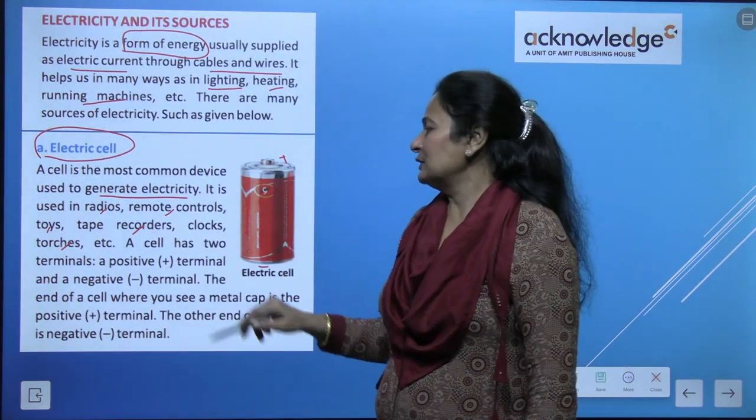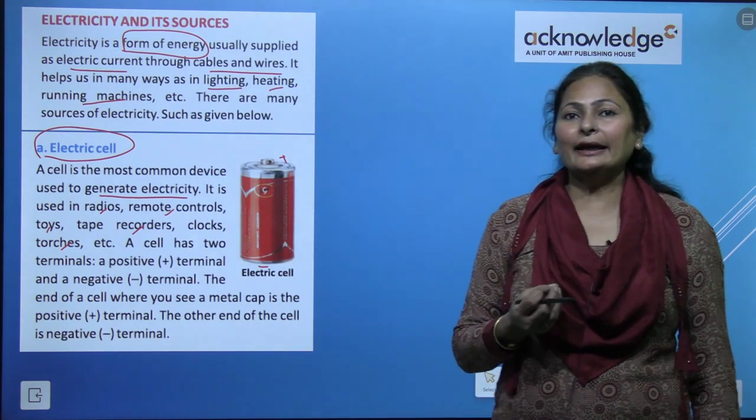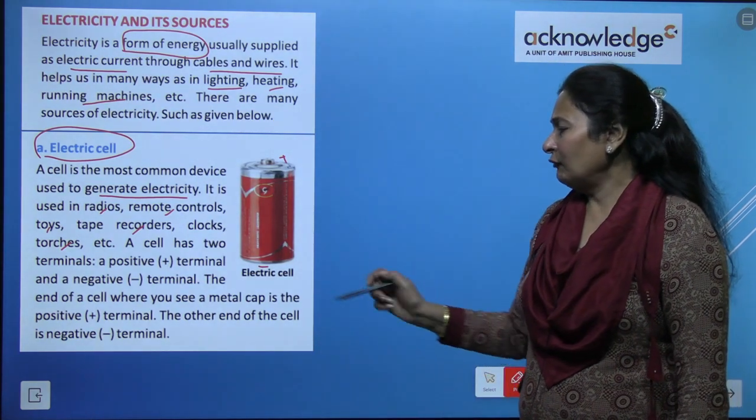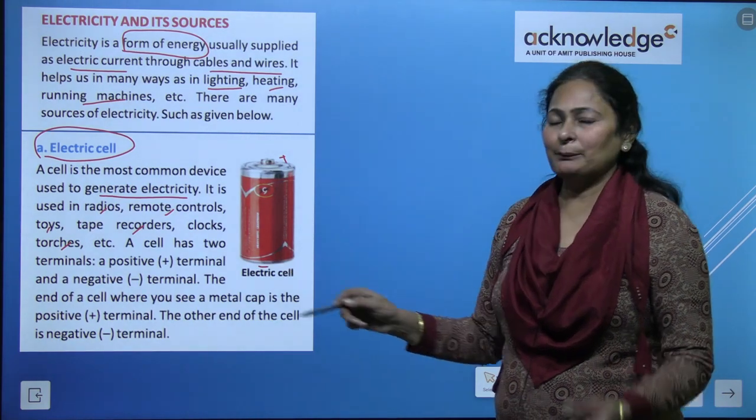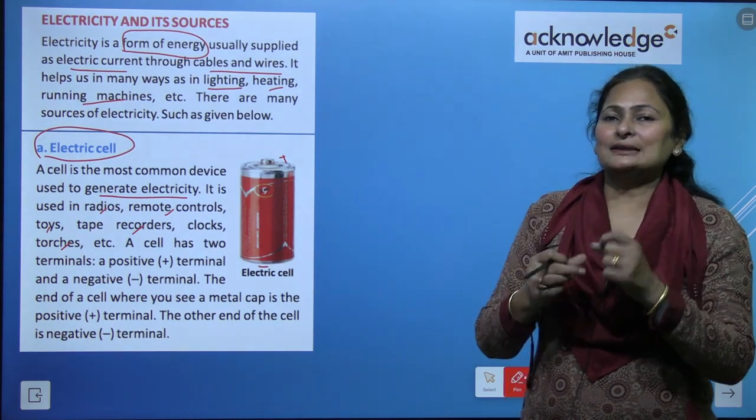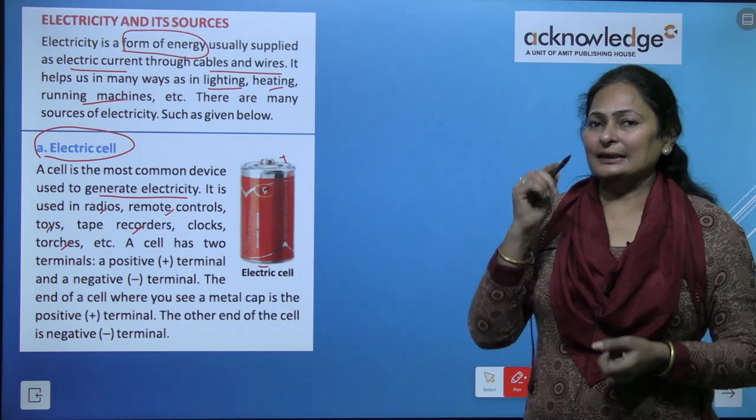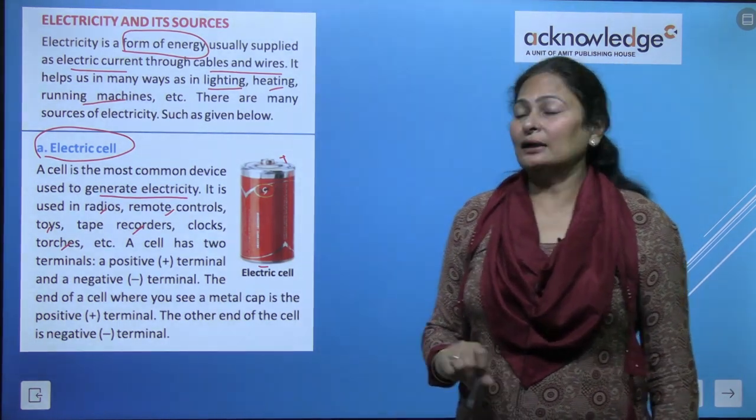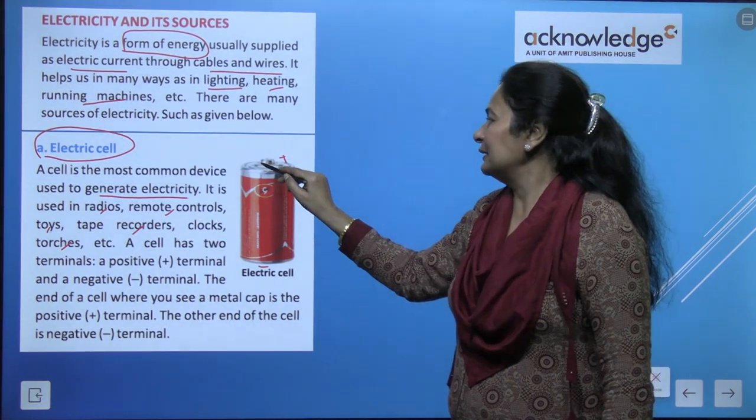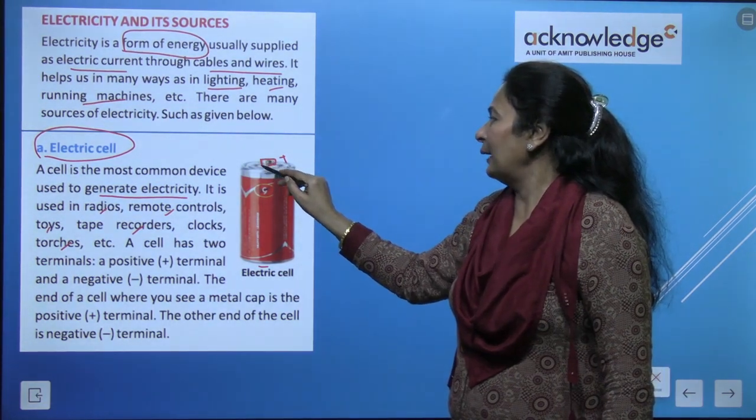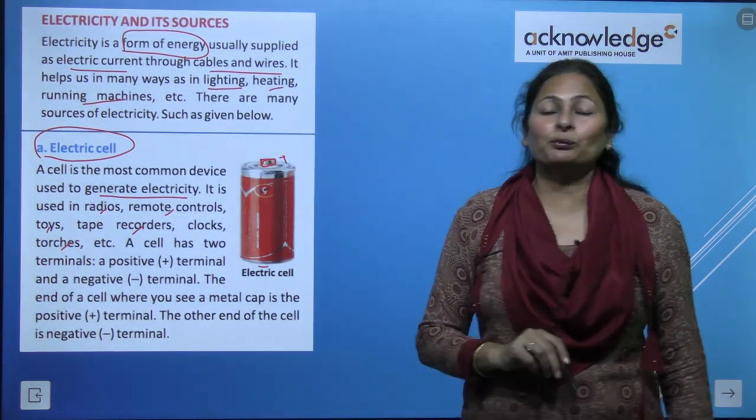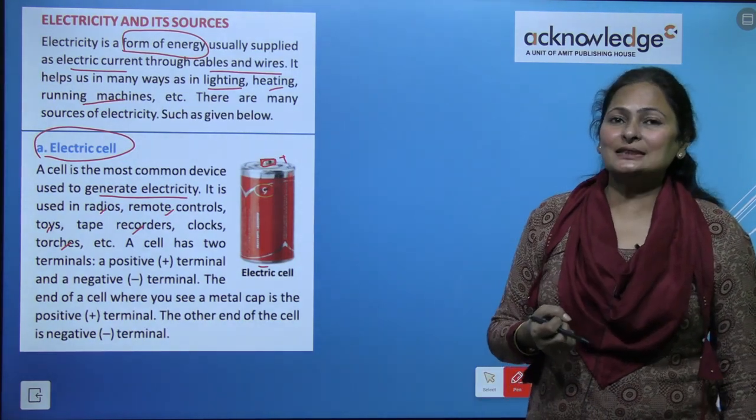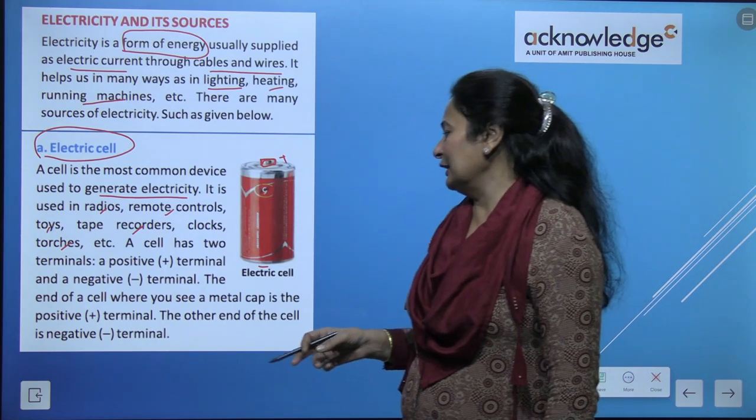So positive terminal and negative terminal: at the end of the cell where you see a metal cap. When you hold a cell and look downwards, there is a metal cap. This is the negative terminal. And this cap I'm talking about, you will find on the top of the cell.